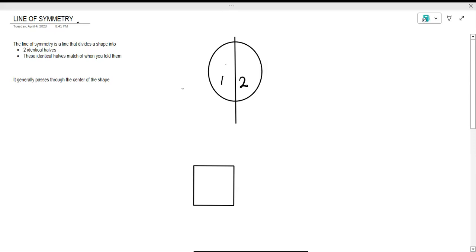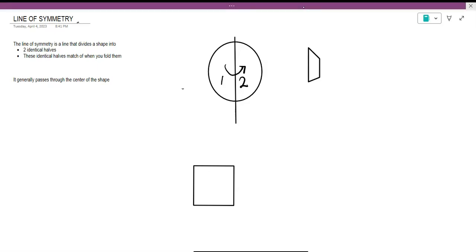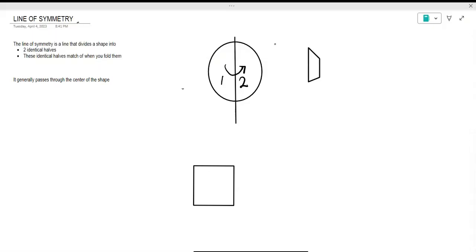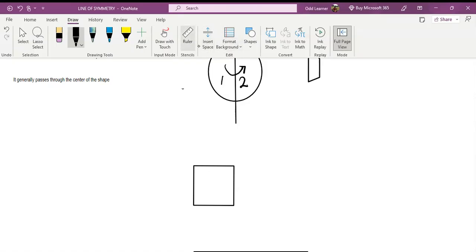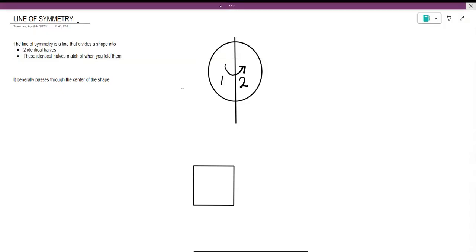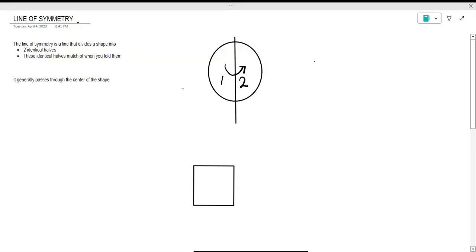And then when you fold them together, you have something like a semicircle. All right, so you can see both halves actually match. And the thing is that this line of symmetry generally passes through the center of the shape, or in this case, the center of the circle.